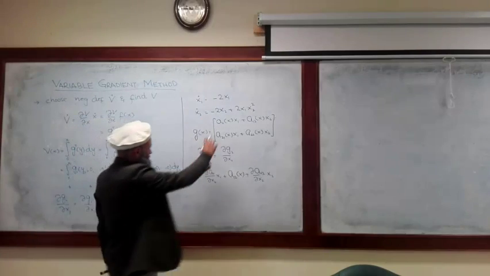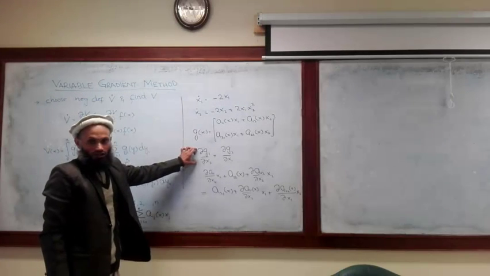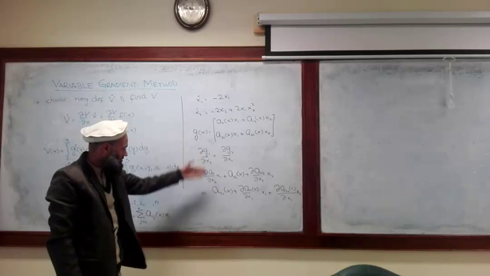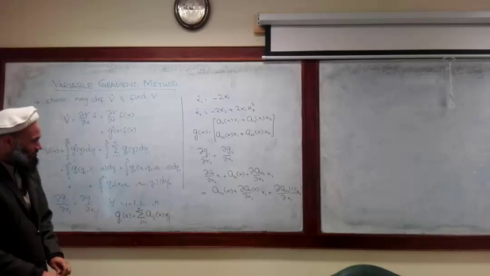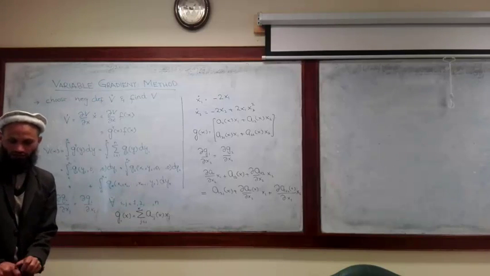What is the derivative of g2 with respect to x1? For appropriate selection of g, this condition must be satisfied, which is rewritten over here. So how can we satisfy this condition?